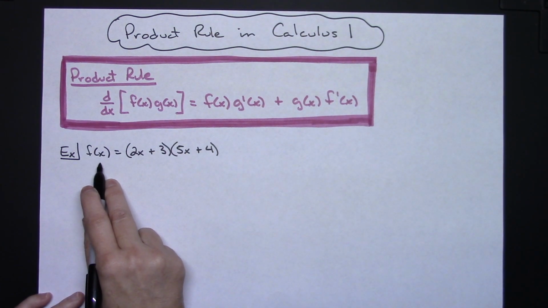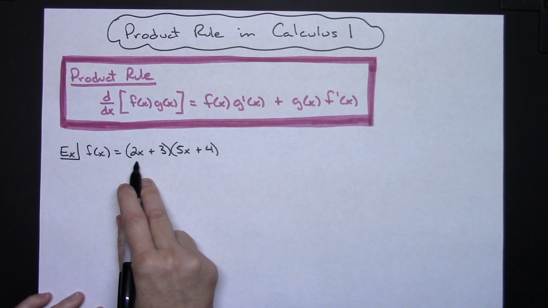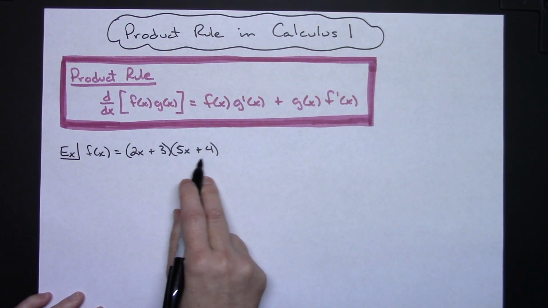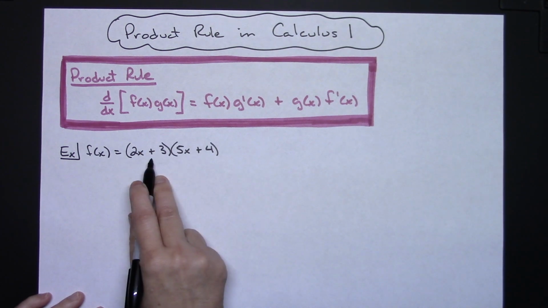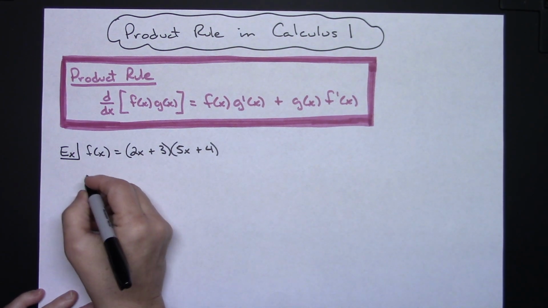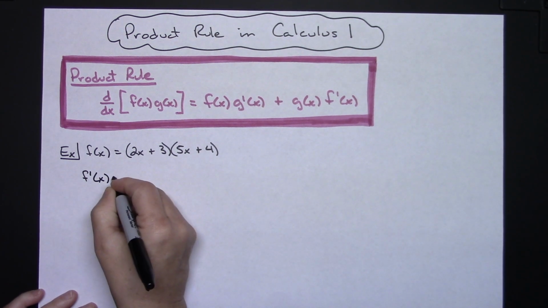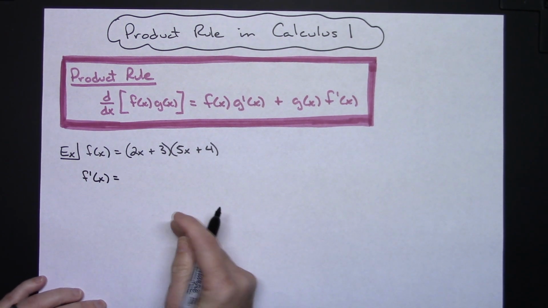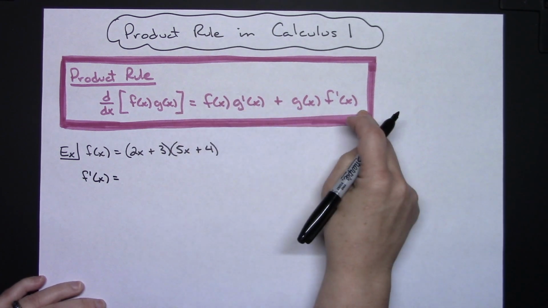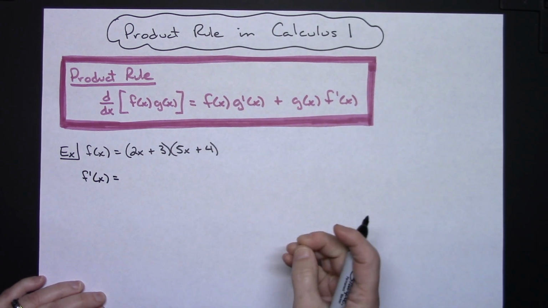This first example, f of x is equal to 2x plus 3 times the quantity 5x plus 4. So we clearly have two functions here. I am going to set this up and indicate that I am taking the derivative, so f prime of x. Like I said, this first time I write it out, I basically am writing out the rule, and I'm going to use some d/dx notation.